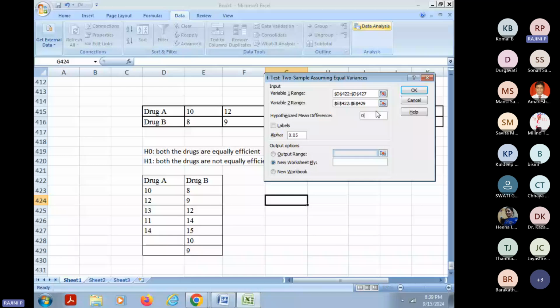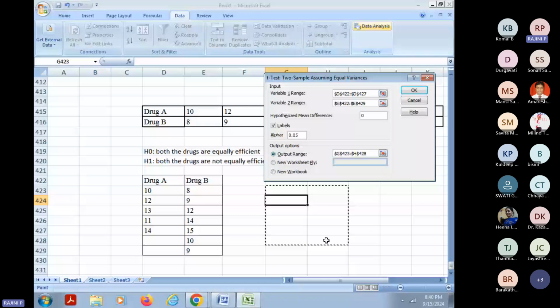So drug A is equal to drug B. That means the difference is what then? Drug A minus drug B is equal to 0. Okay, labels: yes, I selected the labels also while taking the data. Click on the output range, put a cursor, and then select some area.